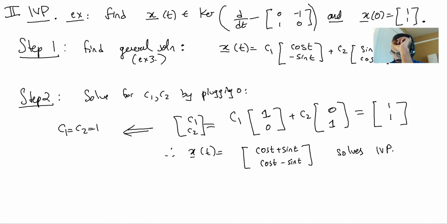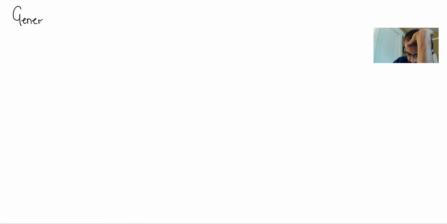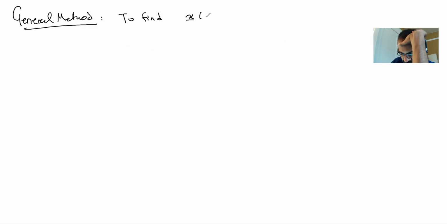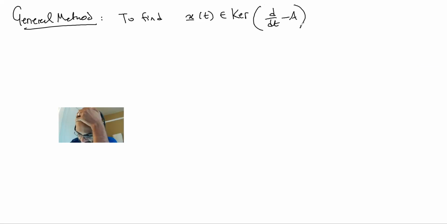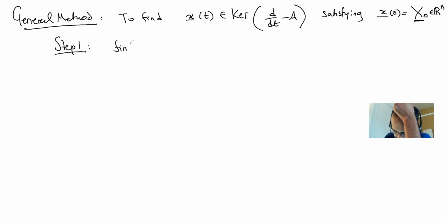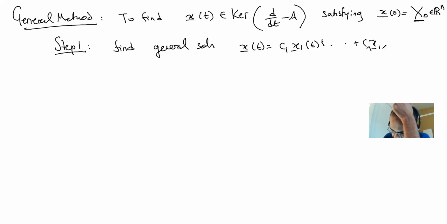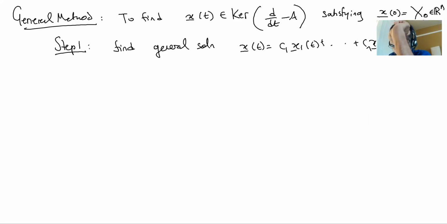Okay, so let me write down the general method. To find some x of t in the kernel of one of these operators, which just means a system of ODE, satisfying x of 0 is equal to some x naught, which is a vector in Rn. Well, step one, find the general solution. X of t is a linear combination of some x1 of t through Cn xn of t, which, there are many ways of saying this, i.e. find the fundamental solution set, i.e. find the basis for the kernel.